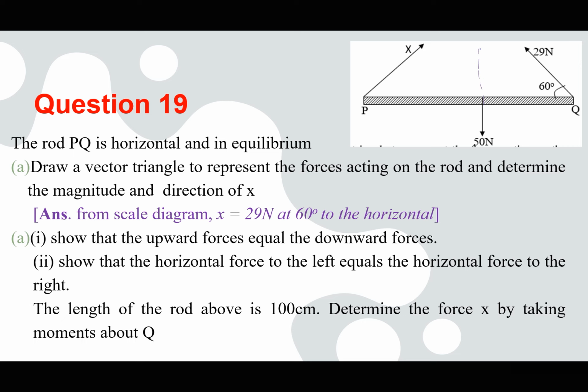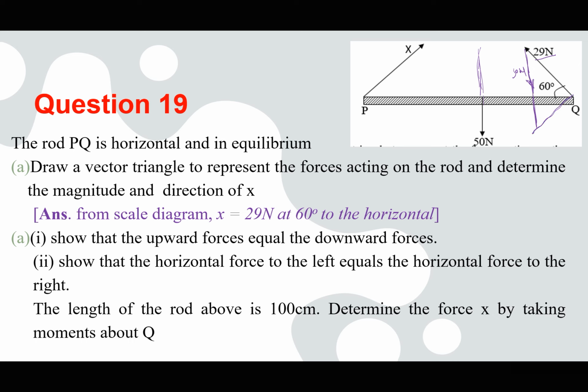and then I can start with the 29 newton force, and on its head I can add the weight, which is 50 newtons downwards. Because 50 newtons is bigger, I can make it longer. Then on that I should add X without changing the direction of X. So this will be X. So it means my vector diagram could look like this.